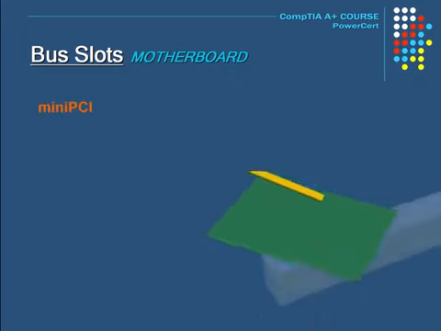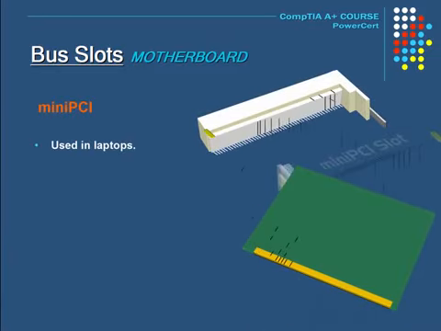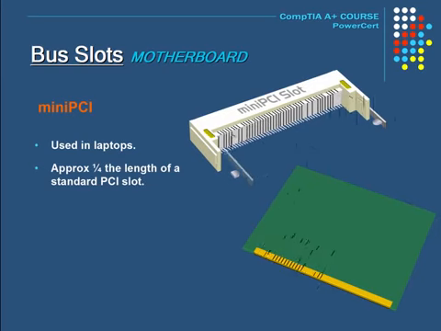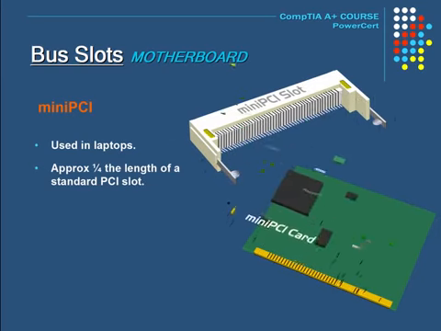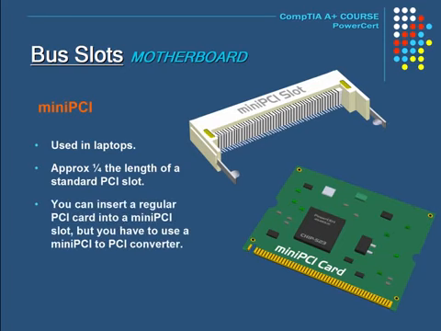And there is also the mini PCI slot, and this is what is used in laptops. It's approximately 1/4 the length of a standard PCI slot. The mini PCI slot is a subset of the standard PCI bus, but it's a lot smaller. Now you can insert a regular PCI card into a mini PCI slot, but you would have to use a mini PCI to PCI converter. The mini PCI is a 32-bit, 33 MHz bus.